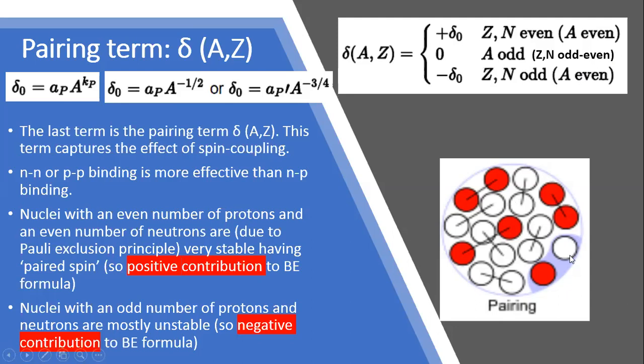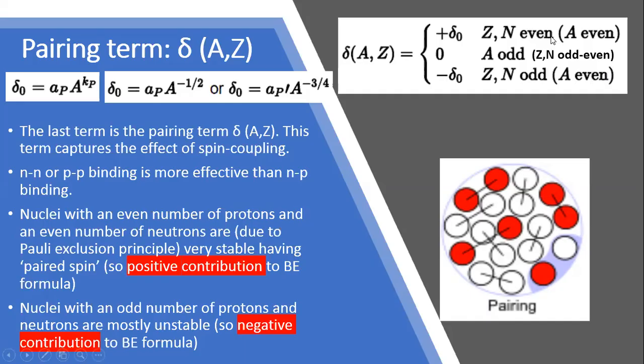So that means one of the protons or the neutrons will be paired within the nucleus, and the other one will be unpaired. So it is going to contribute zero to the overall binding energy formula. So this is all about the pairing term.